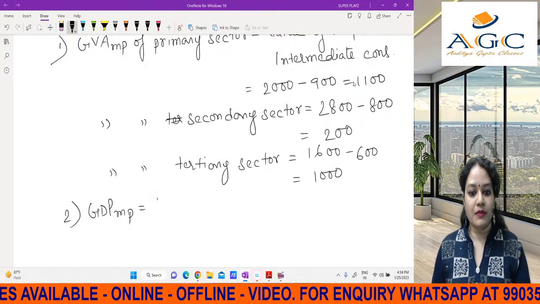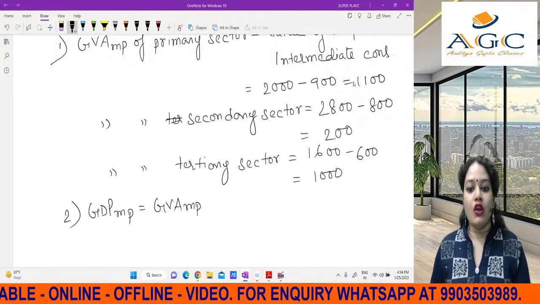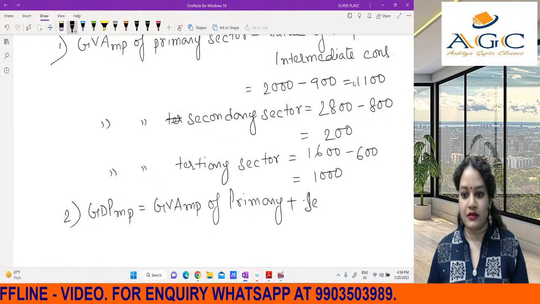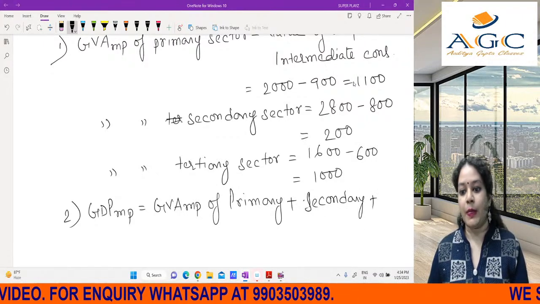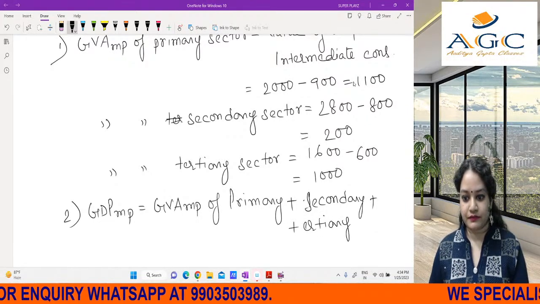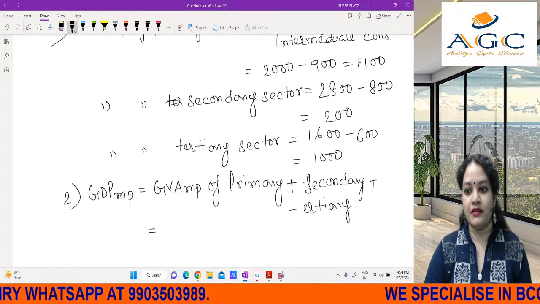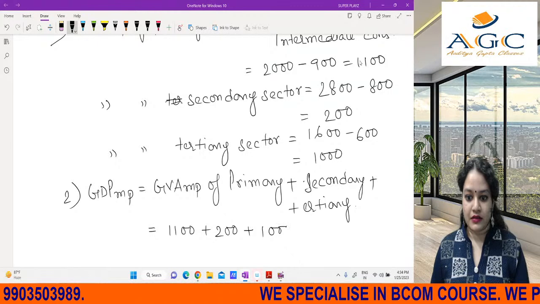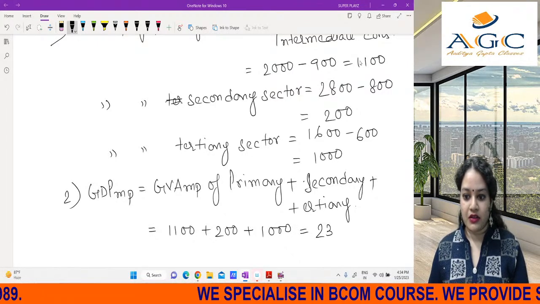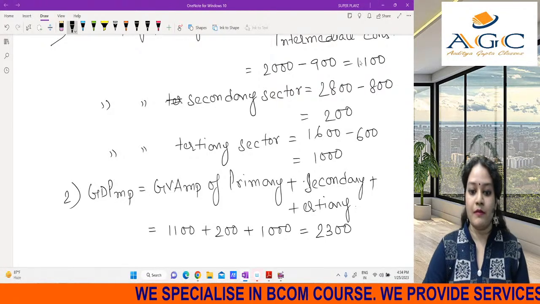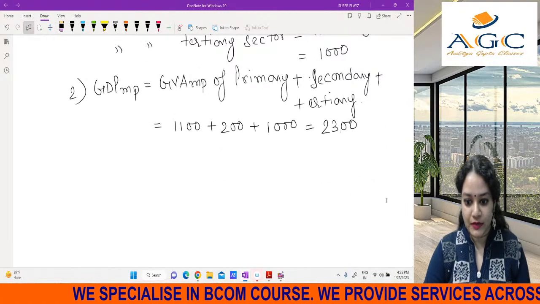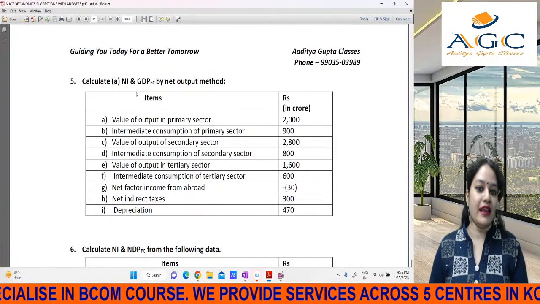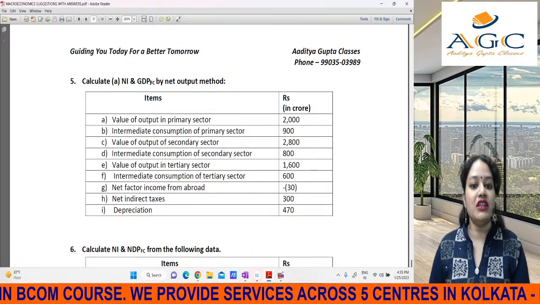What did we have to do in our GDPMP? We had to add all of our GVAMPs, of primary, secondary, as well as of the tertiary sector. So 1100 plus 2000 plus 1000 would give us 4100, right? Then, these two steps we have to do. Now we have to see what is given in the sum. It has been said, calculate NI, as in we have to find out our NNPFC and GDPFC.